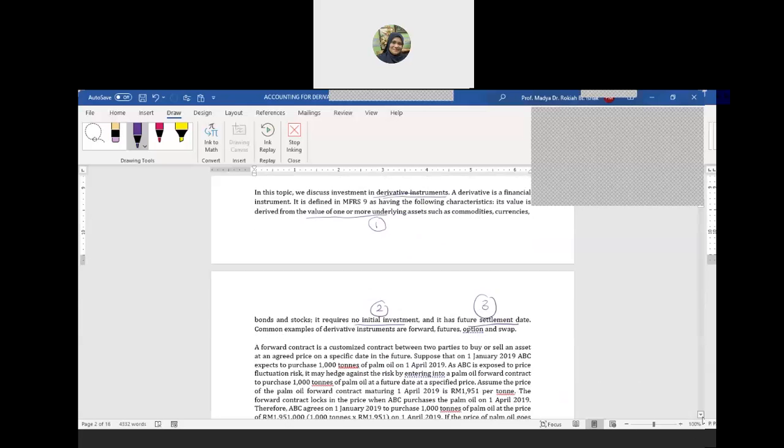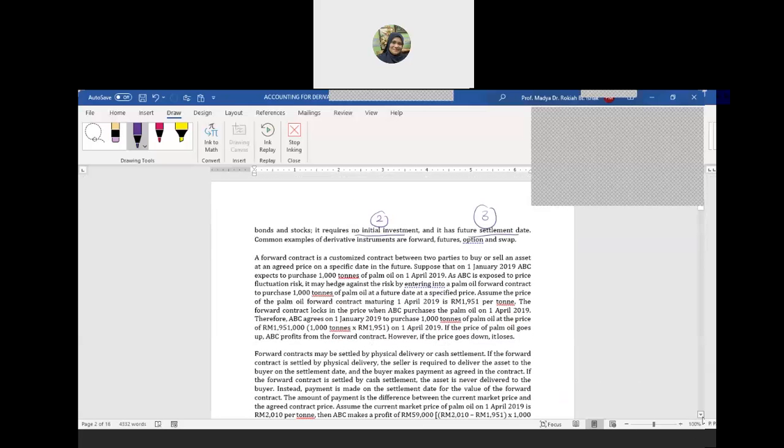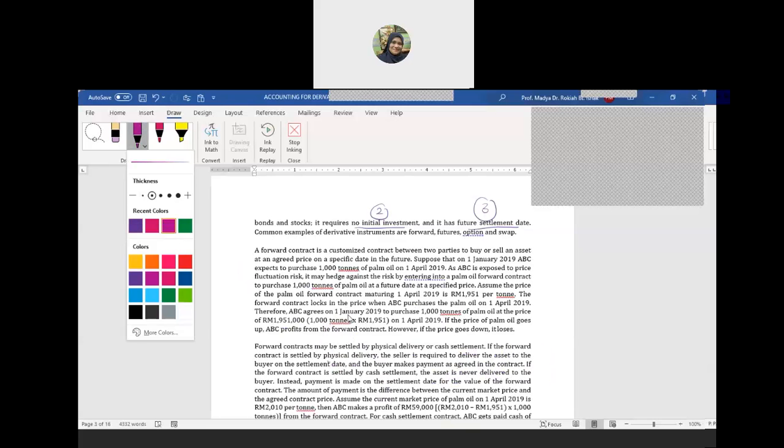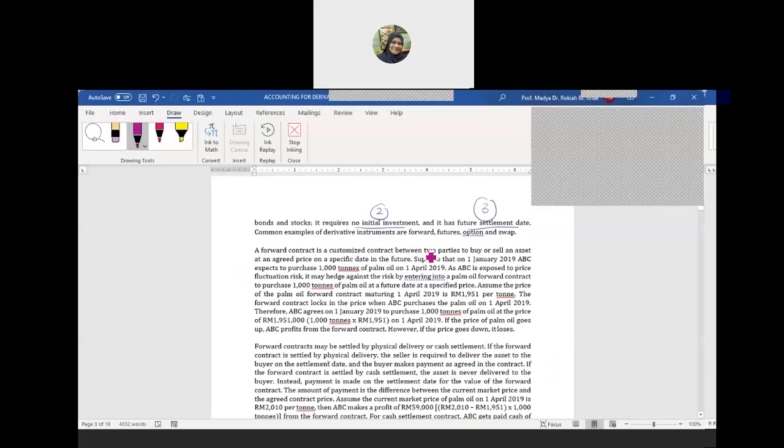So we're going to look at the forward contract. A forward contract is a customized contract between two parties to buy or sell an asset at an agreed price on a specific date in the future. Okay, so these are the examples of the forward contract.